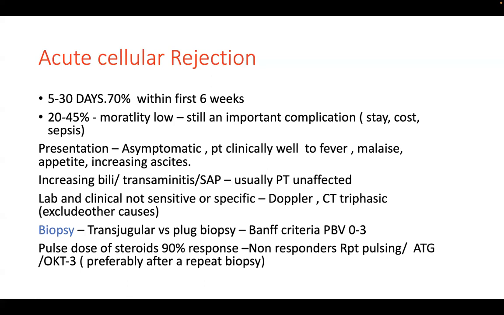You do a biopsy. Most of the time, if there's mild rejection, you would not really pulse the patient, just increase immunosuppression, achieve a good TAC level, and then it settles down. If it's moderate to severe rejection, you might need to treat it.